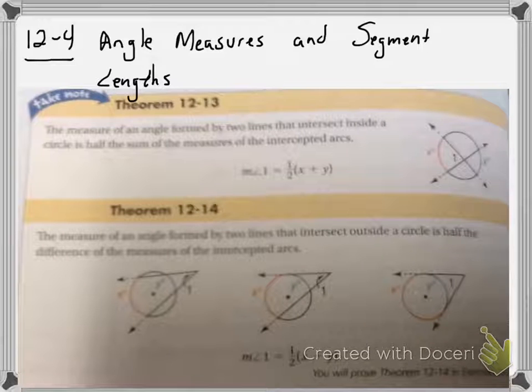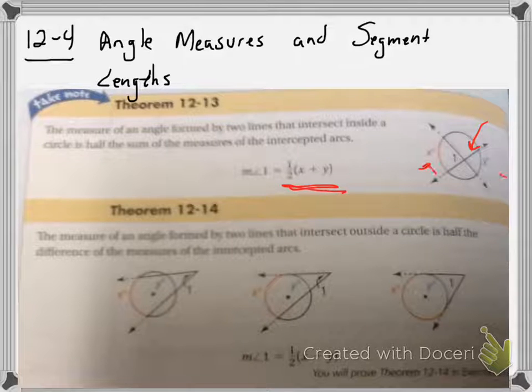12.4 is about angle measures and segment lengths. Now, if you take a look at these theorems here, 12.13 and 12.14, understand where the vertex of the angle was. We've been talking about the vertex being on the circle. You take half. Well, notice the vertex is in the middle of the circle, in the circle. So I'm going to take half the sum of the two arcs.